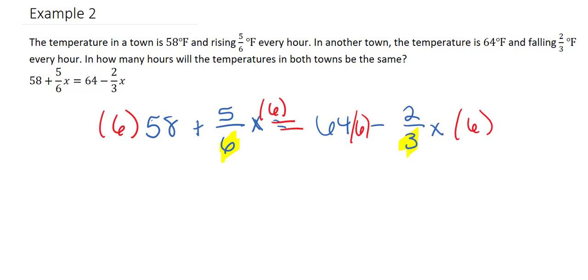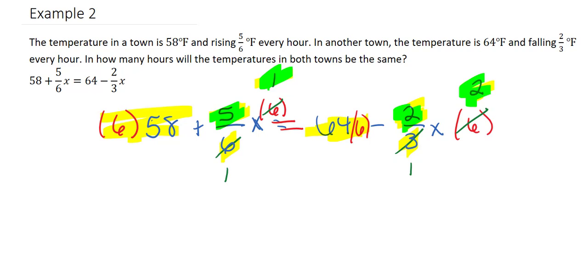Notice we only have to clear the fractions, so we can reduce those real quick before we start multiplying. 6 and 6 would each become 1, because 6 divided by 6 is 1. Now 6 and this 3, this would become a 2 and this would become a 1, because 6 divided by 3 is 2. So we have cleared our fractions by multiplying them, and now we can multiply what's left. Make sure that this is clear. Now let's do that.